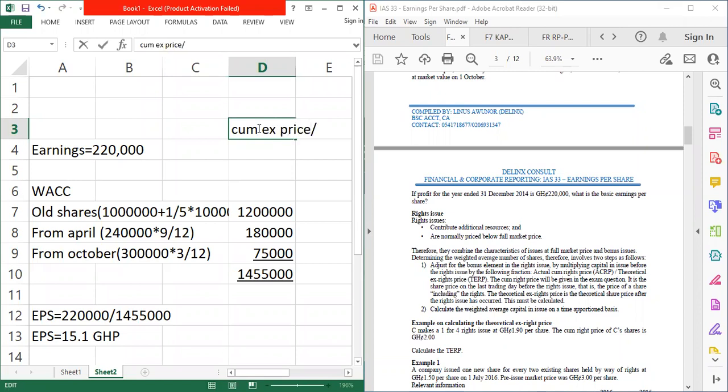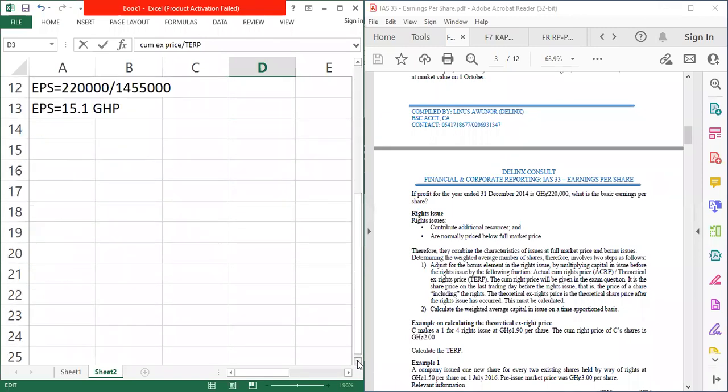The cum X price is the price of the shares before the right issue divided by theoretical X right price. The theoretical X right price is the actual price of the shares after the right issue. So the only thing that we have to calculate over here is the theoretical X right price. Theoretical X right price is that after the bonus issue, what is now the value of our shares?